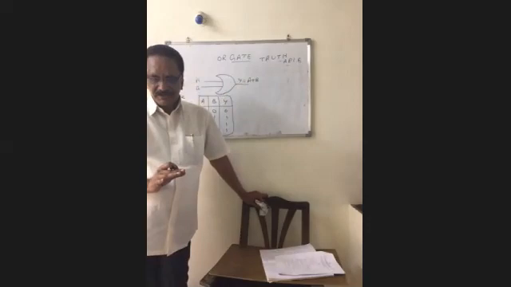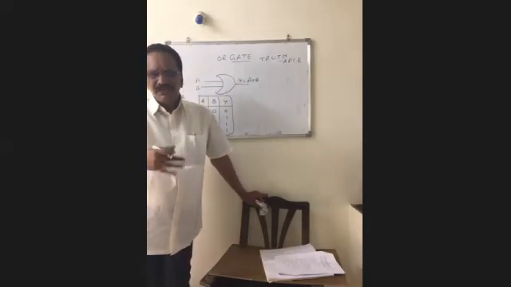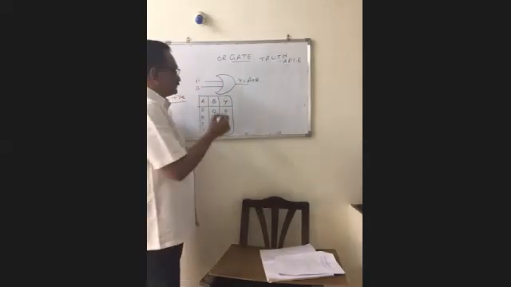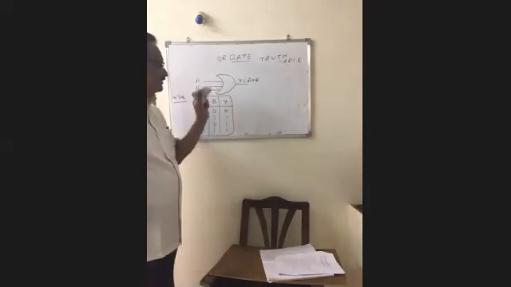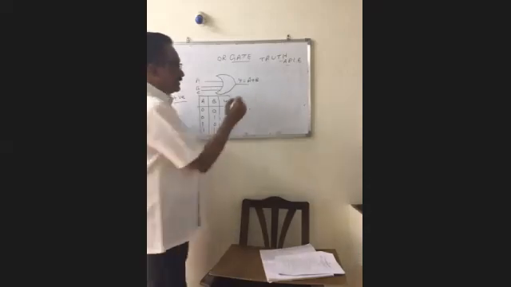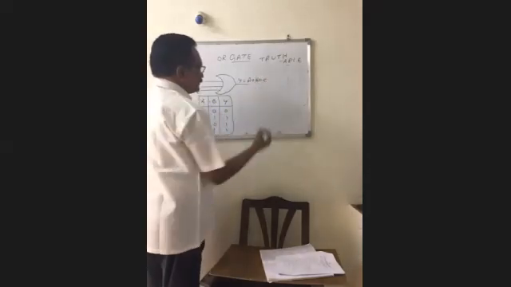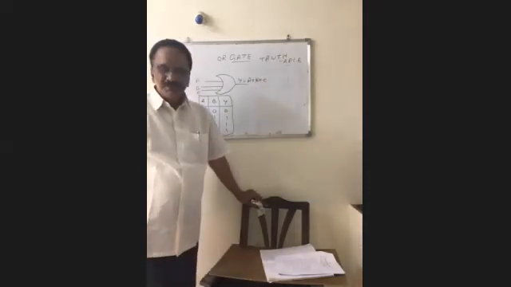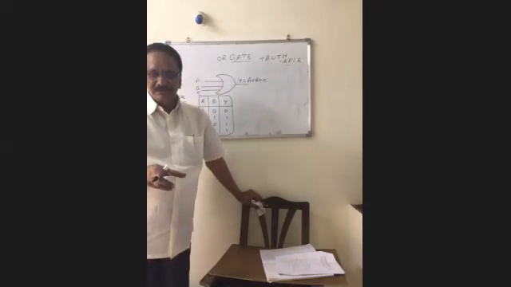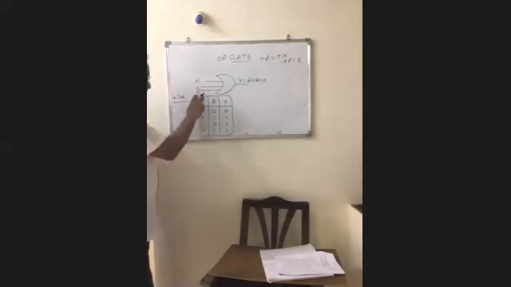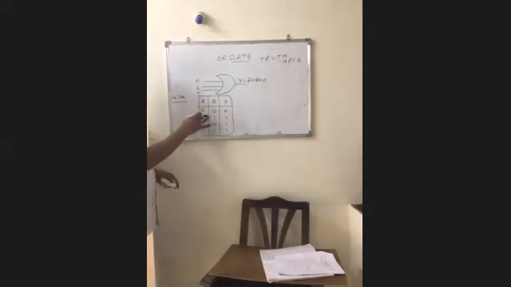Say for a 3-input OR gate, this is the symbol for a 3-input OR gate. This is the output expression for a 3-input OR gate, A plus B plus C. What is the truth table? In this table, how many rows are there? 1, 2, 3, 4 rows.